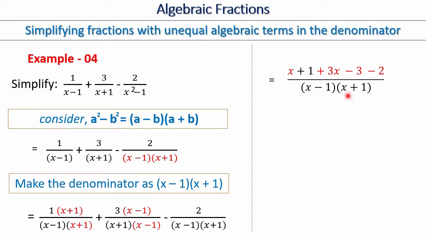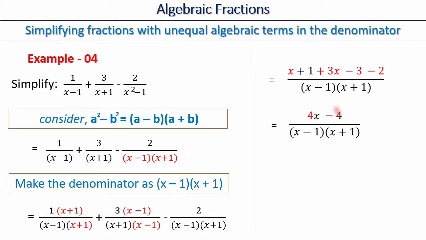Now x minus 1 into x plus 1, that is common. So you can add these numerators. Here if you operate the bracket, you are getting this answer: 3x minus 3, and this minus 2 is there. Now I am going to add all the x values. x plus 3x, that is 4x. Here plus 1, minus 3, minus 2, minus 5, and this is plus 1, therefore minus 4.